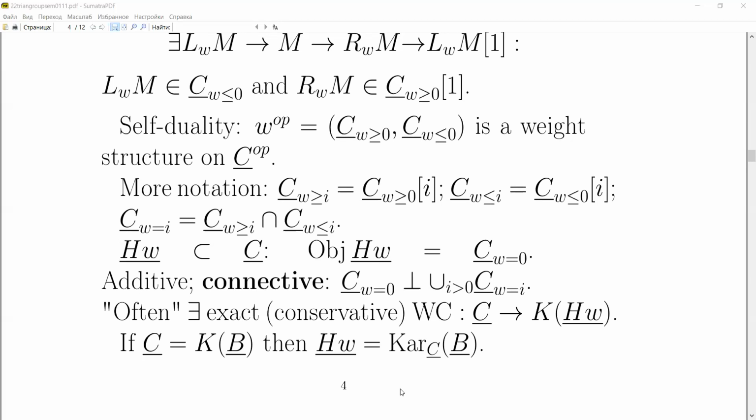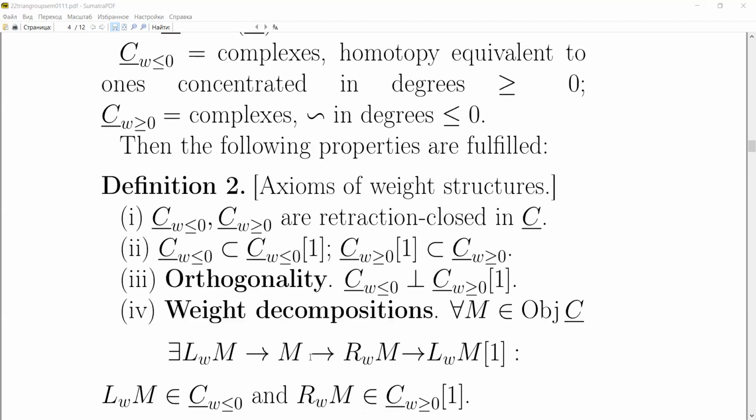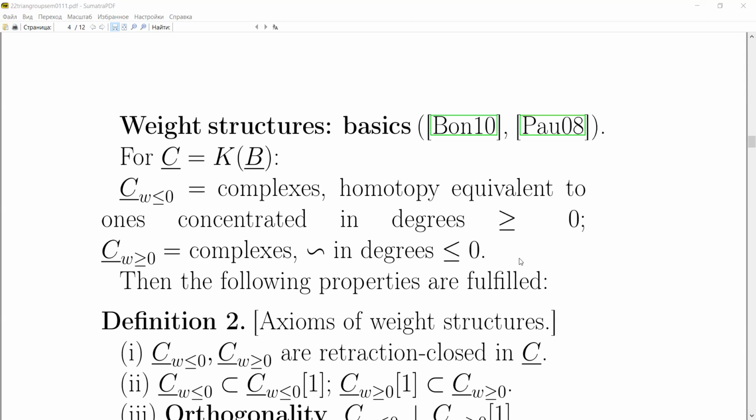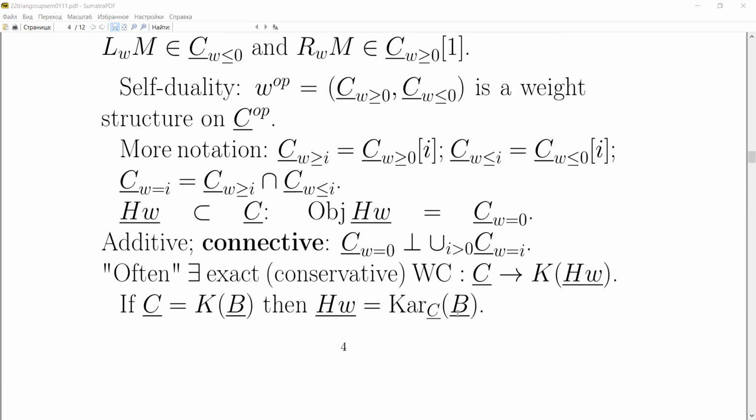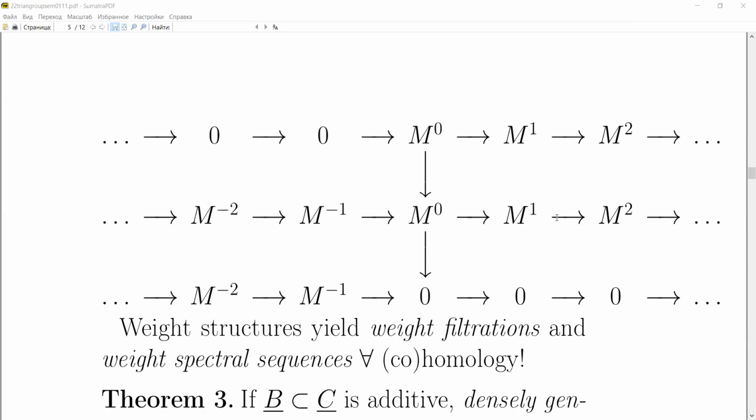About the example of these complexes, for K(B) and any of its bounded variations, I call this weight structure the stupid one because it corresponds to stupid truncations of complexes. Then the heart will not be equivalent to B itself. It will actually be the retraction closure of B in the corresponding category. So it's actually equivalent to the Karoubi envelope of B if you take the unbounded version, and then it can be a little smaller if you take the bounded version. Here is an example of a weight decomposition. It corresponds to the stupid filtration of complexes.